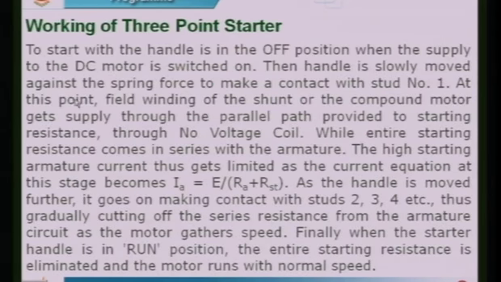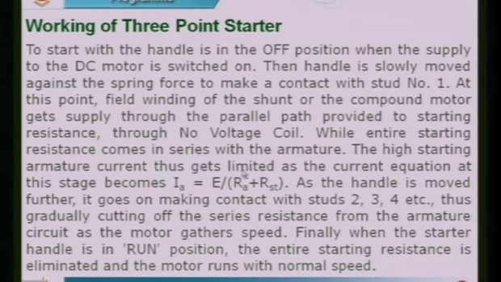So, when you consider the working, in the beginning it will be in the off position. When the supply is given to the DC motor, the handle is slowly moved against the spring force to make contact with stud 1. At this point, the field winding of the shunt or compound motor gets supplied through the parallel path provided by the starting resistance through the no volt coil. When the no volt coil is energized, what will happen? The soft iron will move towards the no volt coil electromagnet.